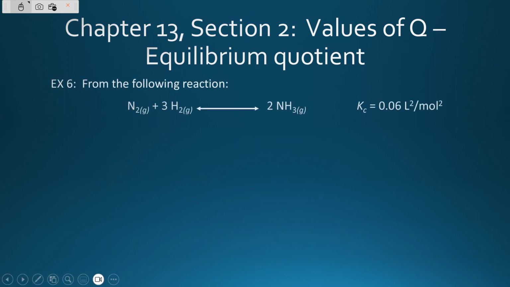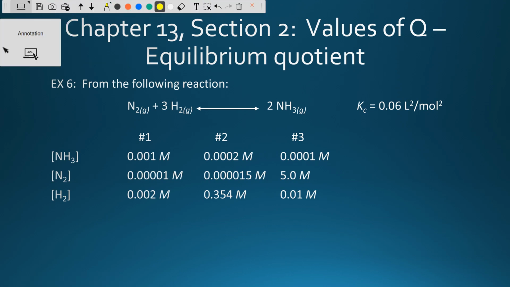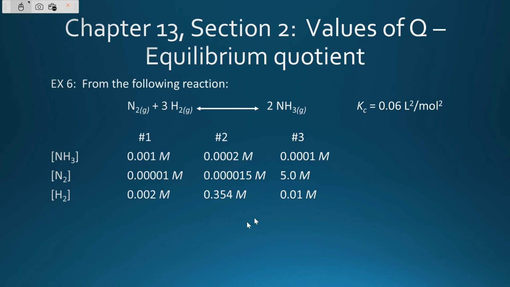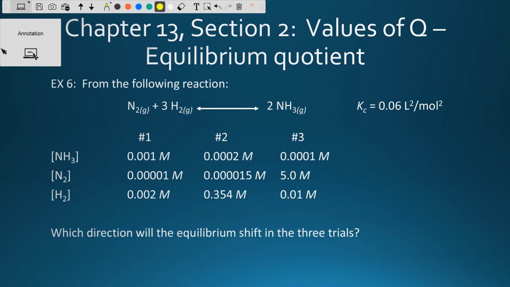Given that type of scenario, I can look at my K value, but it's a function of the concentrations, isn't it? So we'll be able to figure out if the reaction is done, or if it is going to be transitioning, which direction will this reaction be going in each of the three trials. So let's solve for Q in each of these. Q is going to be a function of my ammonia.